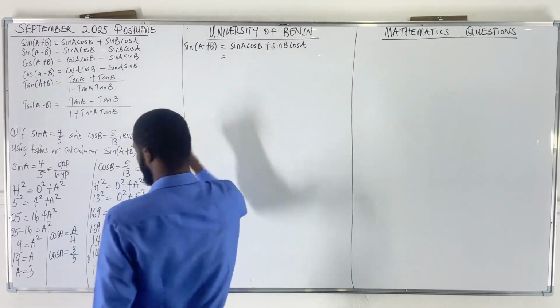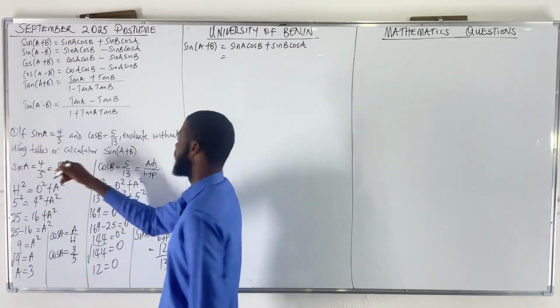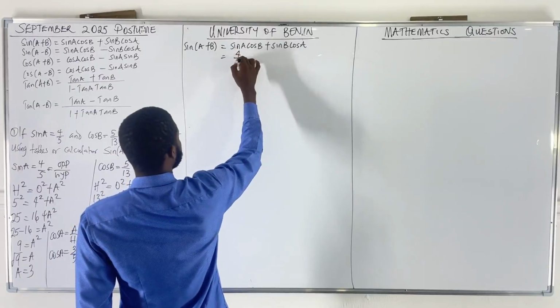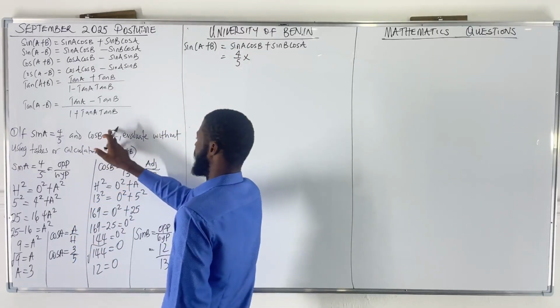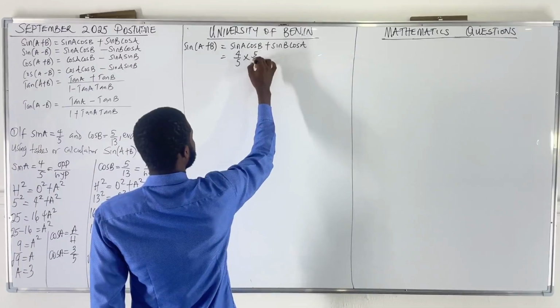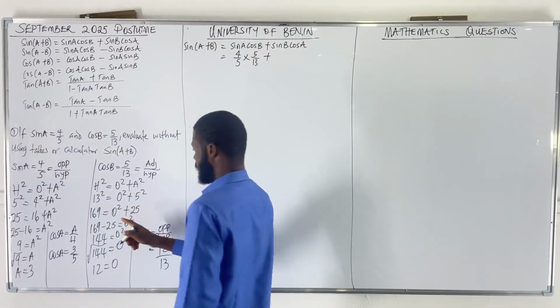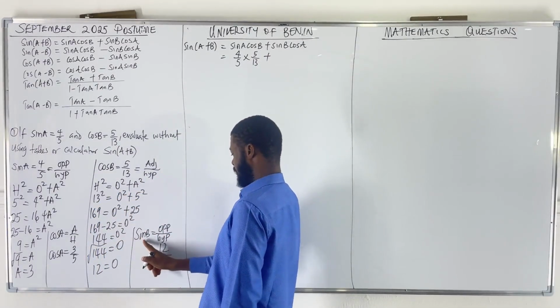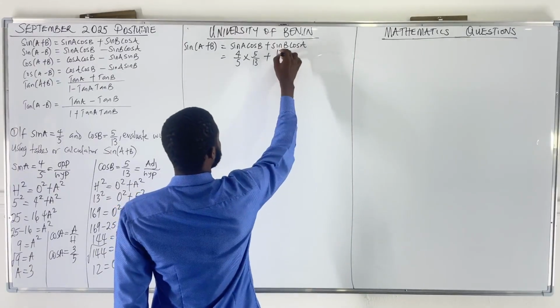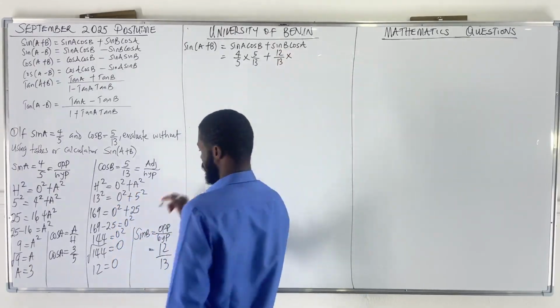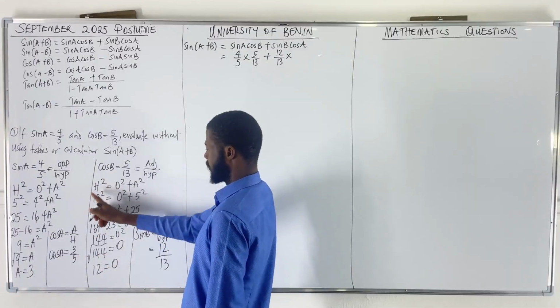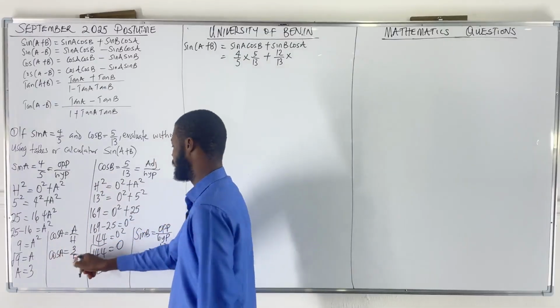So sine A is 4 over 5. Cos B is 5 over 13. Sine B is 12 over 13. Then cos A here is 3 over 5.